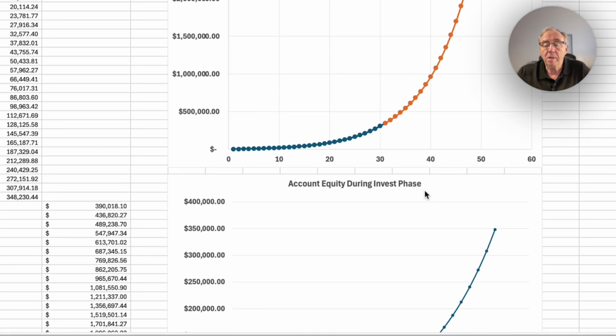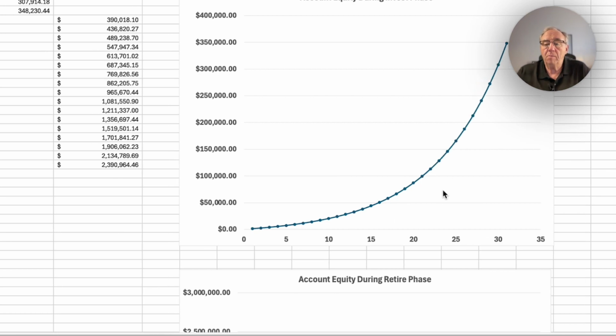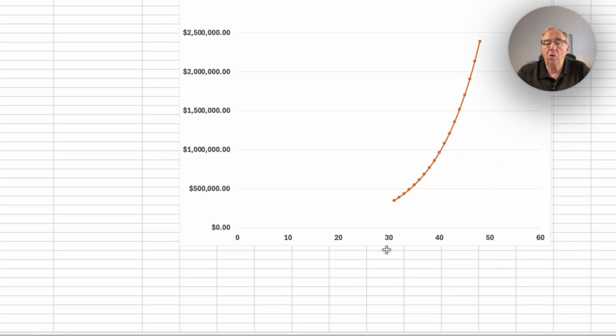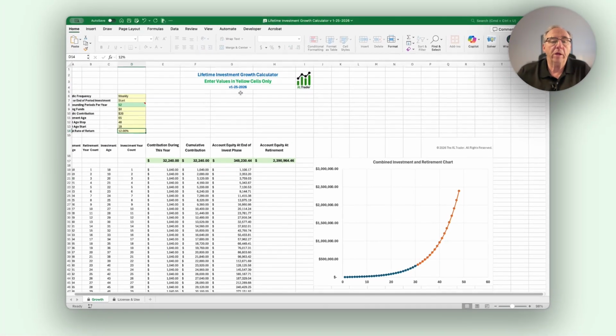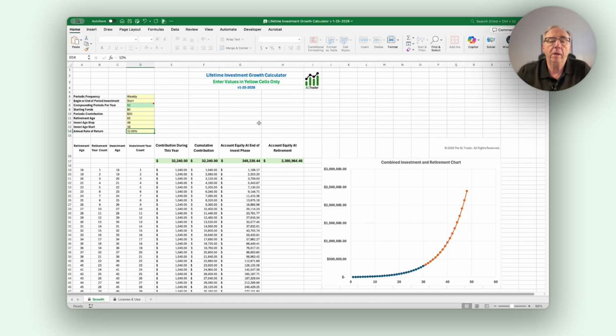You let it grow. We have another graph here that explodes out the investment phase, gives you a little more detail during the investment phase, shows you the value as you're putting money away. And then finally, it shows the account equity during the accumulation resulting in retirement down the road. So that's the Lifetime Investment Growth Calculator. All these variables over here are changeable. This will give you quite an idea of the power of compounding of your assets as you're heading into retirement.